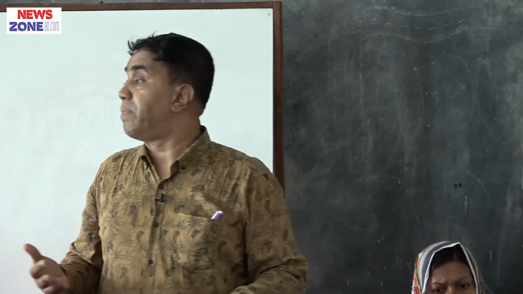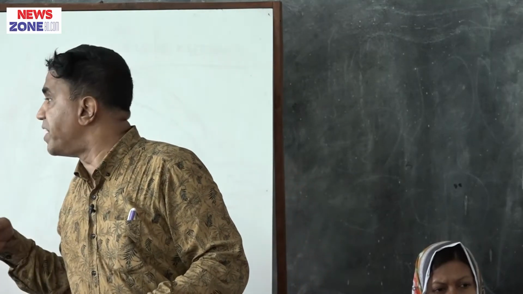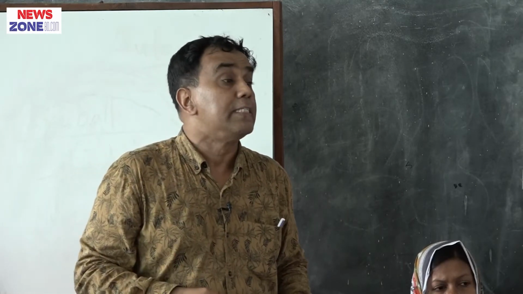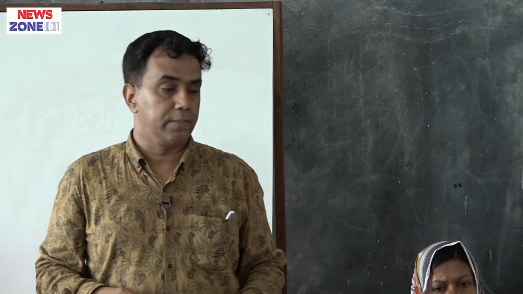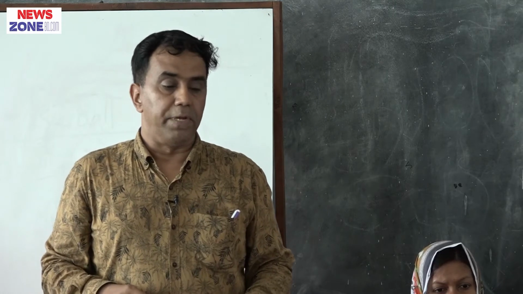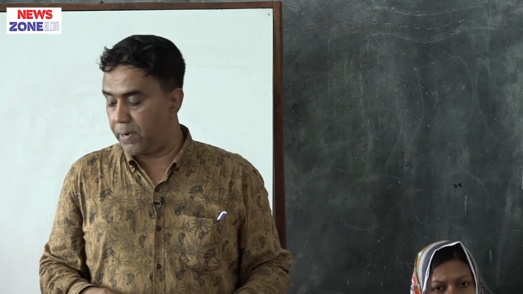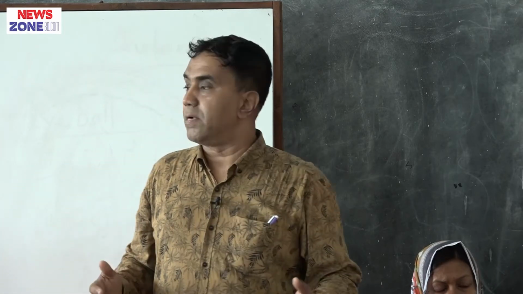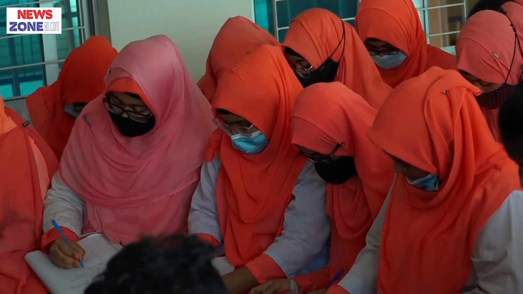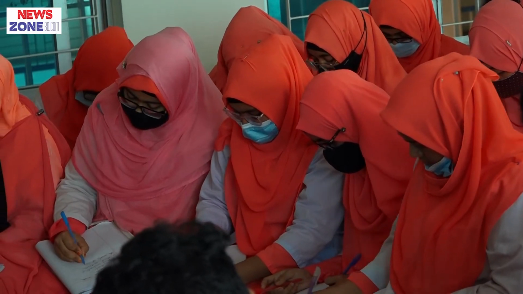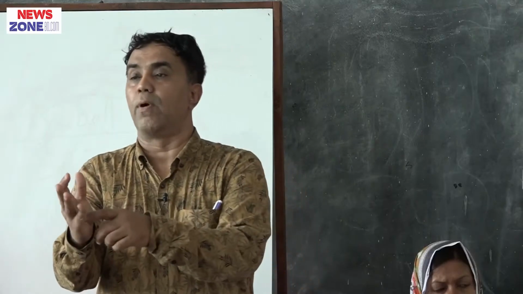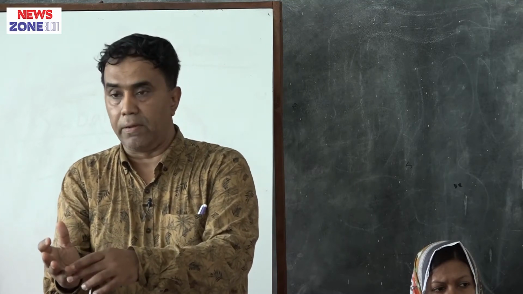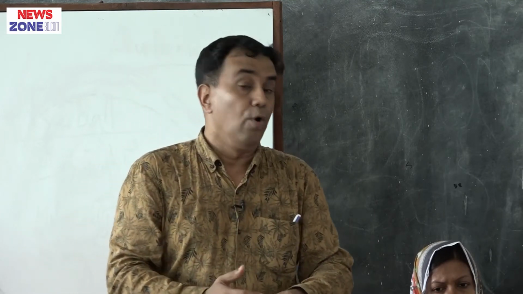The cavity of the midbrain is called the cerebral aqueduct. Then the hindbrain. The cavity of the hindbrain is called the fourth ventricle. So, we have number 1 lateral ventricle, then third ventricle, then cerebral aqueduct, then fourth ventricle.